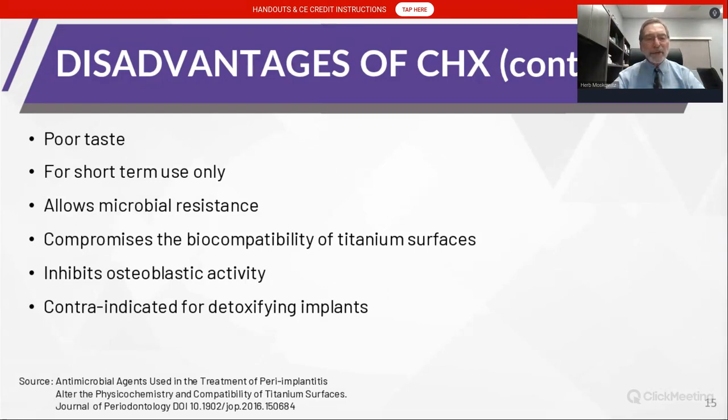It compromises, and this is for patients who have implants or for where implants are contemplated, the biocompatibility of titanium surfaces. And it also inhibits osteoblastic activity or bony regrowth. And therefore, it's contraindicated for detoxifying implants.